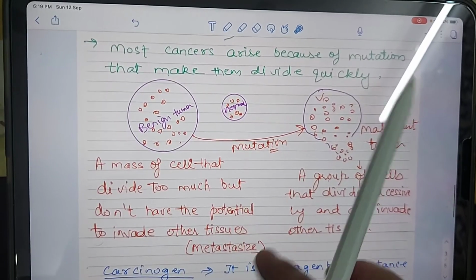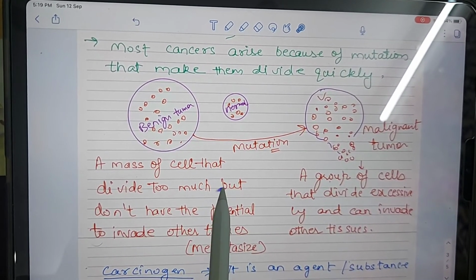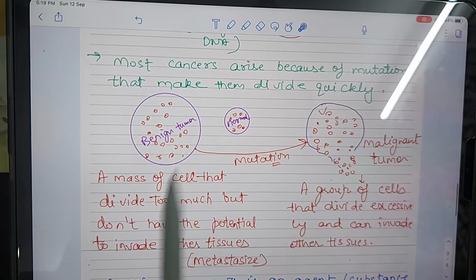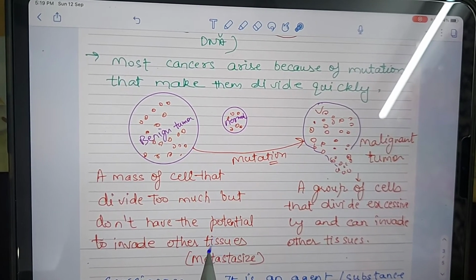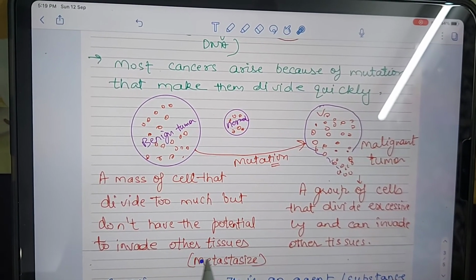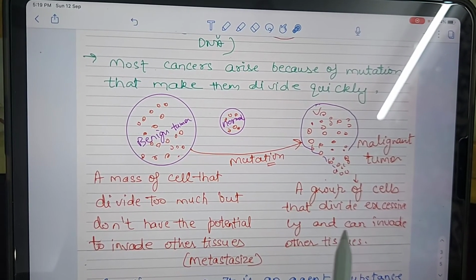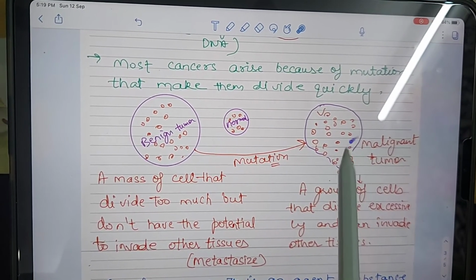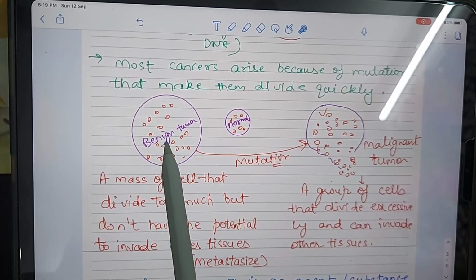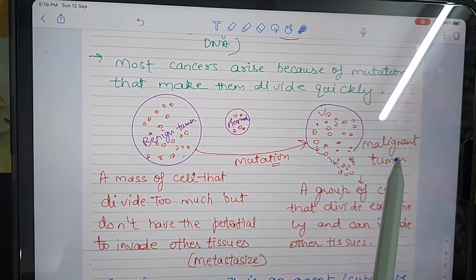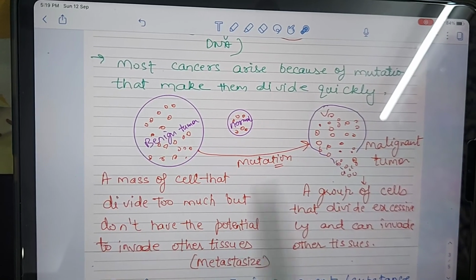These are benign tumors, a mass of cells that divide too much but don't have the potential to invade other tissues. Okay, this is the definition of metastasize. Now, a group of cells that divide excessively and can invade other tissues are called malignant tumors. Right? So now a benign tumor converting itself into a malignant tumor. So this is all about cancer.